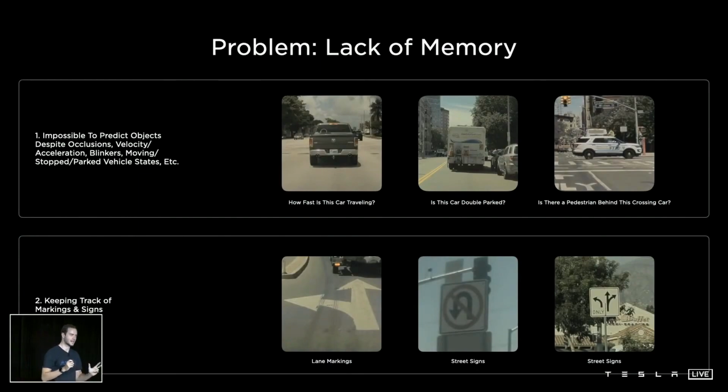And we need to somehow figure out how to feed this into the net. So in particular, is this car parked or not? Is it moving? How fast is it moving? Is it still there, even though it's temporarily occluded? Or for example, if I'm trying to predict the road geometry ahead, it's very helpful to know about the signs or the road markings that I saw 50 meters ago.